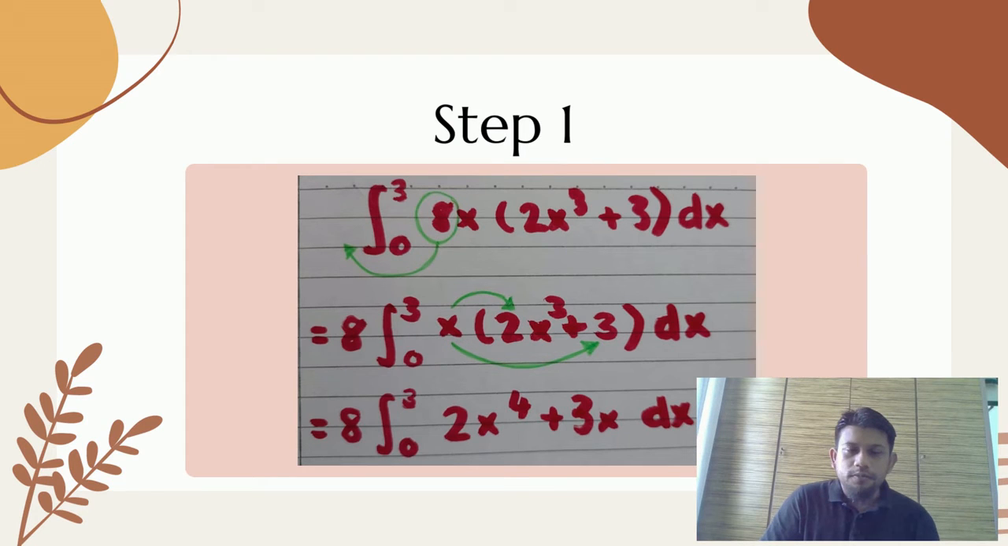To integrate the integral from 0 to 3 of x multiplied by 2x squared plus 3 dx with respect to x, first of all, bring out the factor 8 to the left and multiply the rest, and you will get 2x to the power of 4 plus 3x dx.